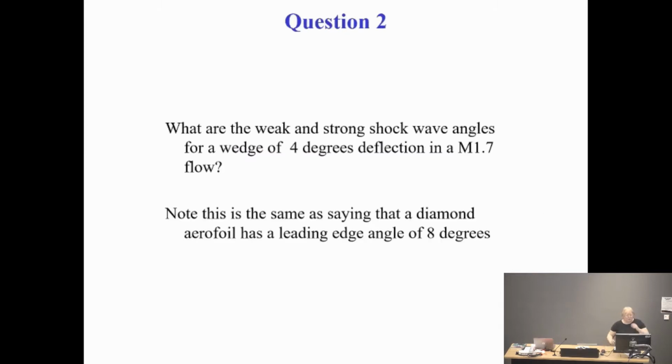So let's see how you do on number 2. What are the weak and the strong shockwave angles? Now you've got a wedge of 4 degrees and it is Mach 1.7. Be careful of the questions when we say 4-degree deflection. If you see a picture of an actual wing, as you saw before, a diamond wing, make sure you're sure what the angle deflected from the horizontal up to the top of that vehicle is. So 4-degree deflection, Mach 1.7, both the weak and the strong shockwave angle.